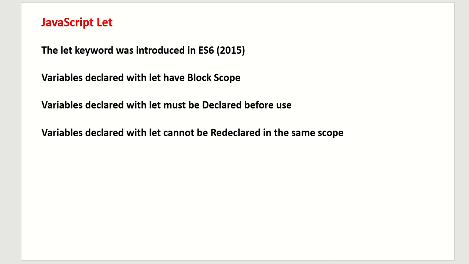So, JavaScript let. The let is a keyword which was introduced in ES6, that is in the year 2015. Variables declared with let will have block scope. That is the first point. Variables declared with let must be declared before you use them. And variables declared with let cannot be redeclared in the same scope. It is not possible to redeclare in the same scope.